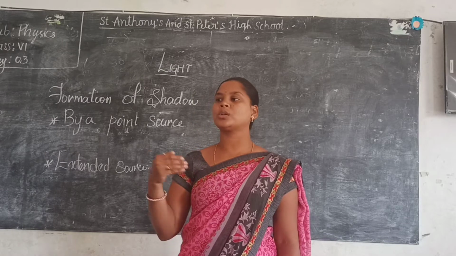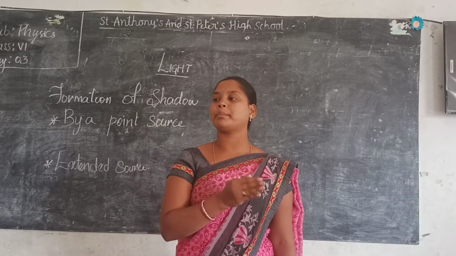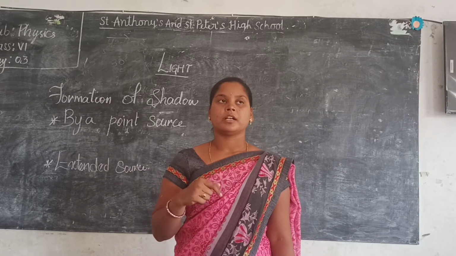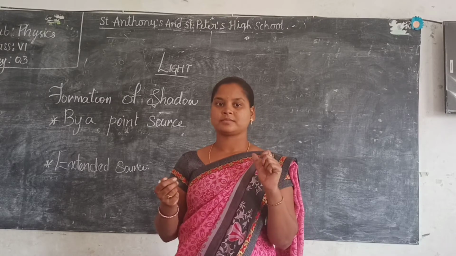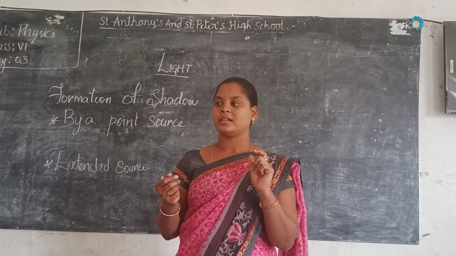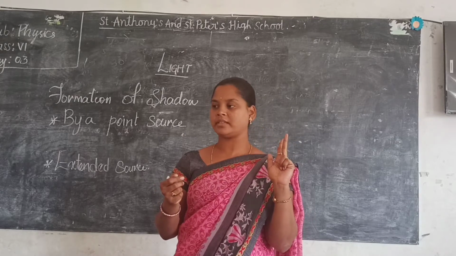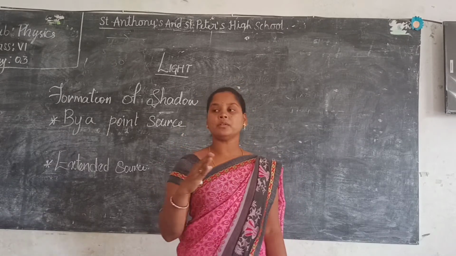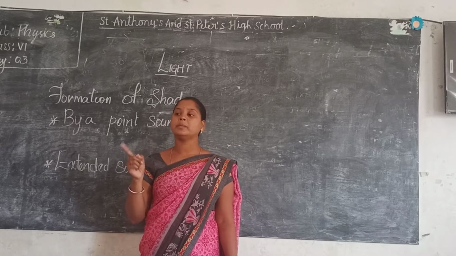A shadow is a dark object which is formed when an opaque object is placed in the path of light. Next, what are the things needed to form a shadow? Light, surface, object. These are needed to form a shadow. How many parts are there in the shadow? Two. What are they? Umbra and penumbra.